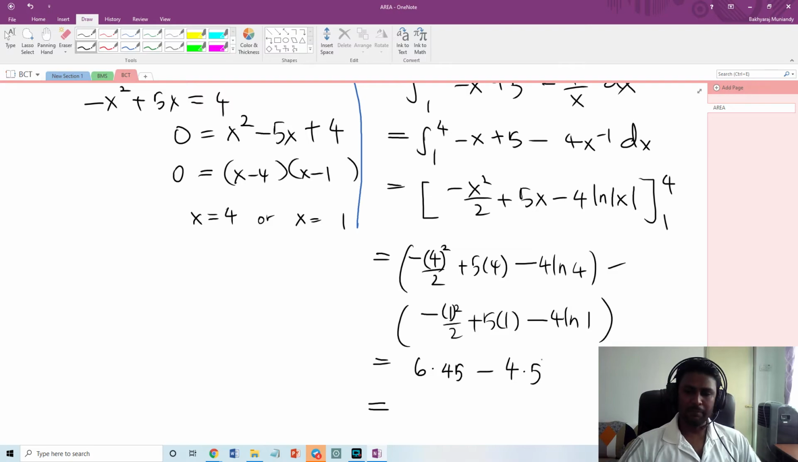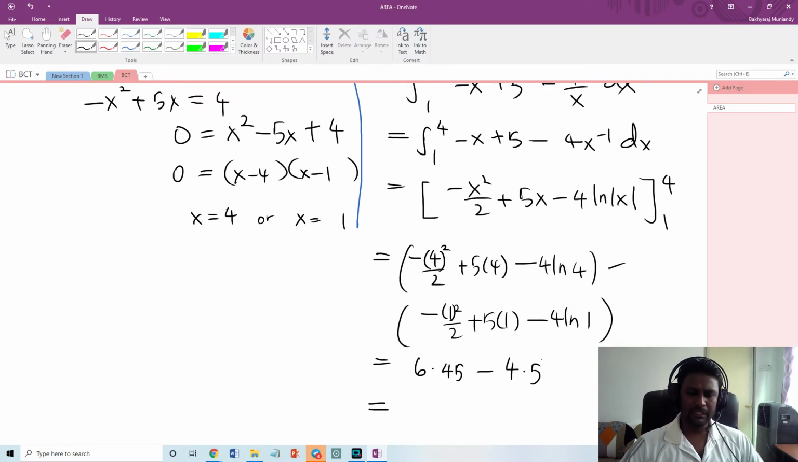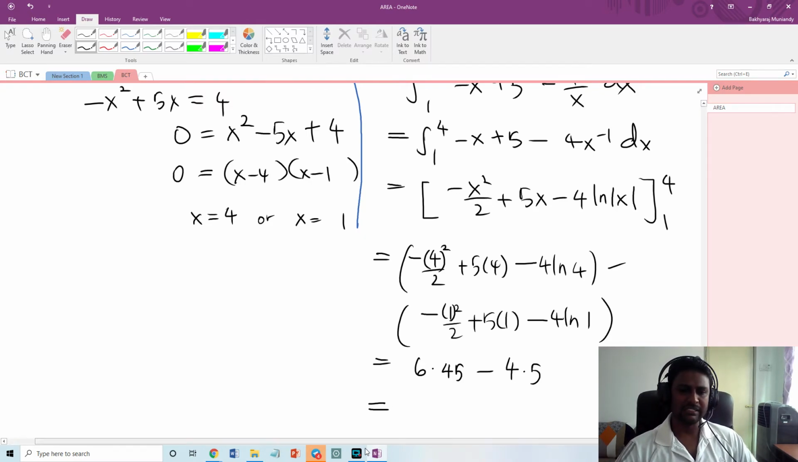Please check your answer. Please check your calculation. Definitely something error there. When you put 1 also you get 4.5. So the last answer is still the same, right? 1.95, right?